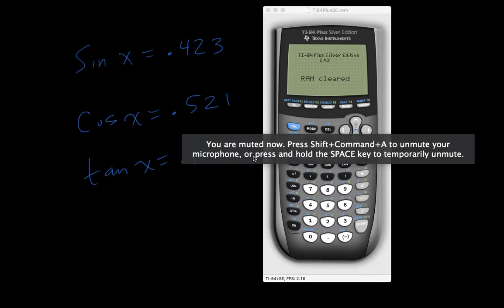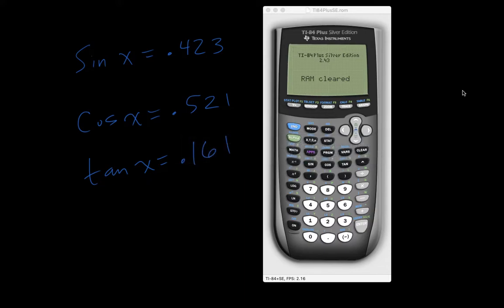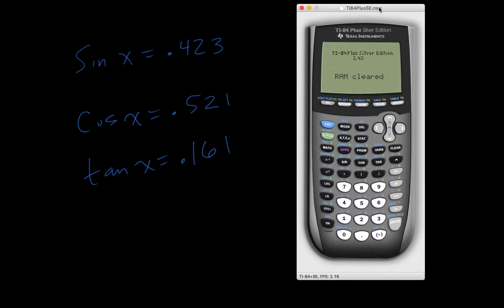Hey math kids, here's how we do inverse trig functions on a calculator. So it should be pretty quick. The first thing is make sure you go to mode and you change your calculator to degrees, and then get out of there.